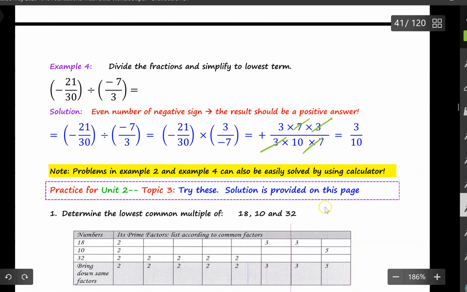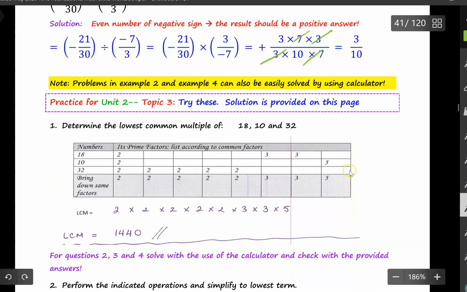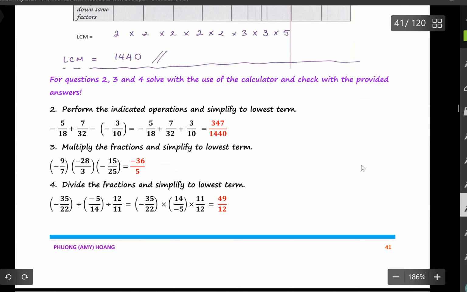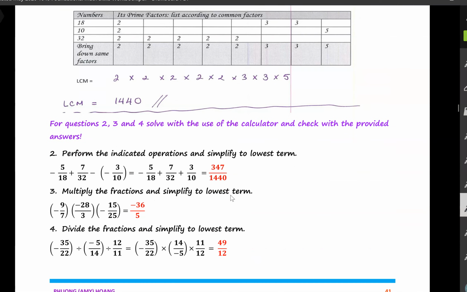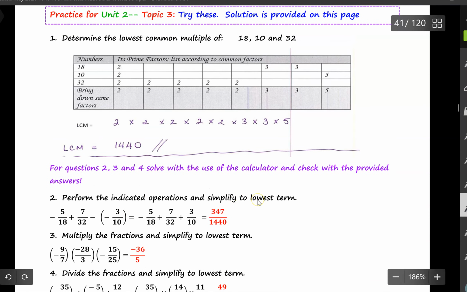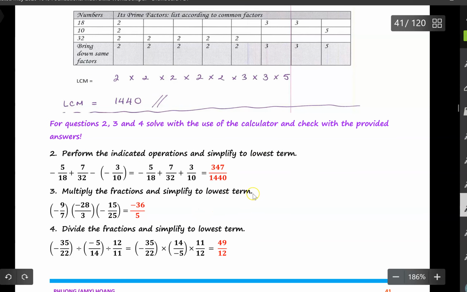Alright, so here's the practice. I have quite a few practice problems for everyone to work on, and I already posted the solution here. Please work on the practice and master the calculator that you have.